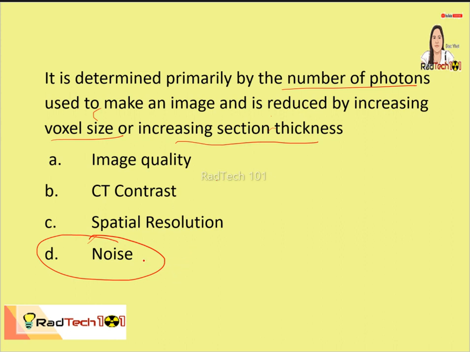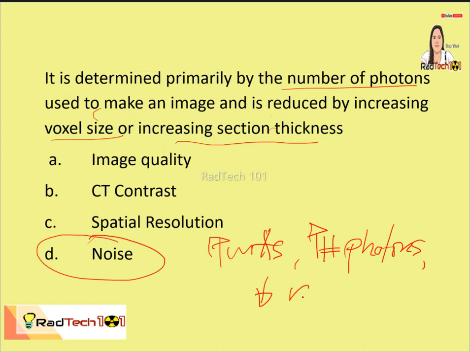Okay? So, para rin siya sa ating screen film radiography. Pag mas mataas ang MAS, so higher MAS, it also results to higher number of X-ray photons. So, it results to less noise or yung ating quantum model. So, ganun din siya. Number of photons determines the noise. Kung mataas ba ang noise or mababa.